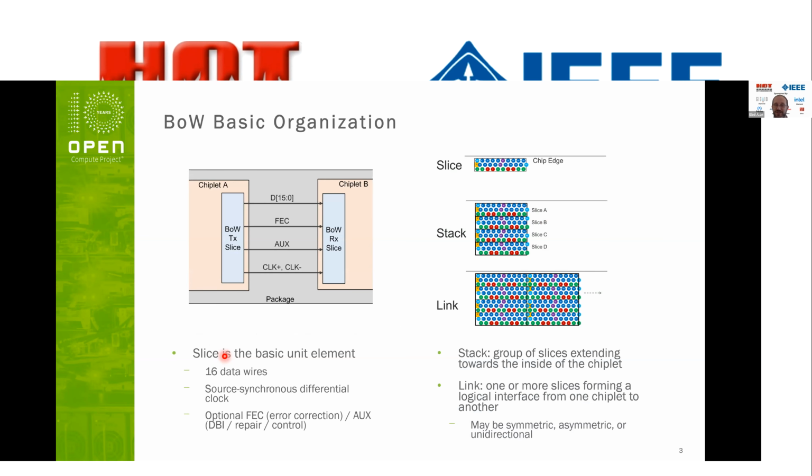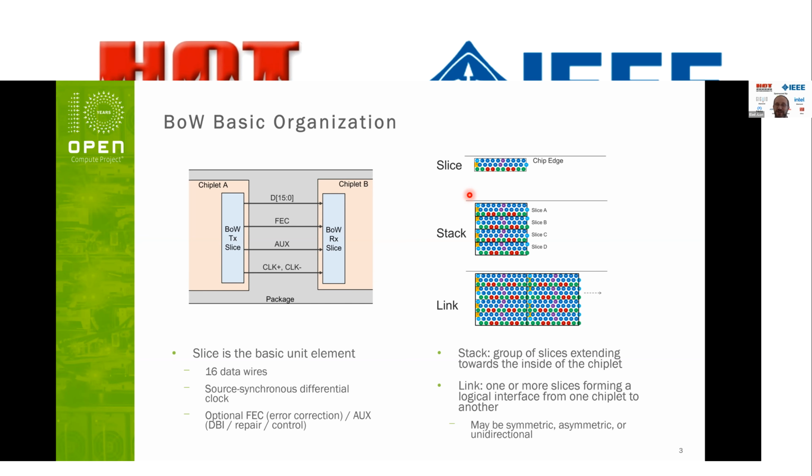So just to explain a little bit what the basic organization is, and this is mostly just to define some of the terms that I may intentionally or unintentionally refer to a little bit later. The basic unit in BOW is what we refer to as a slice. A slice is simply 16 data wires, a source synchronous differential clock, and then optionally a so-called FEC bit for error correction, and an auxiliary bit that one may use for things like data bus inversion or repair or framing, things of this nature.